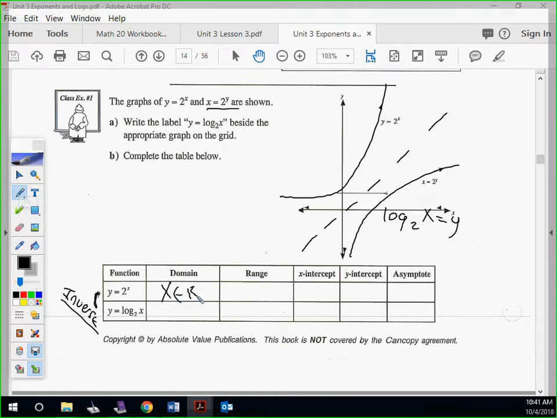Let's just do this one's range. The exponential's range is y greater than 0. So that makes this have to be x greater than 0, right? They switch, and then it's y is any real number. Remember, domain and range switch for your inverses. With exponentials, we know we don't have an x-intercept, so that means we don't have a y-intercept for the inverse. But we do have a y-intercept for the original. It's 1, and that's going to be the x-intercept for the inverse.